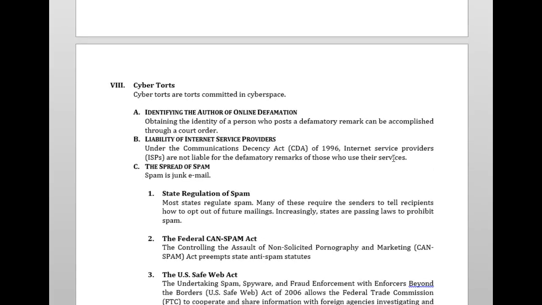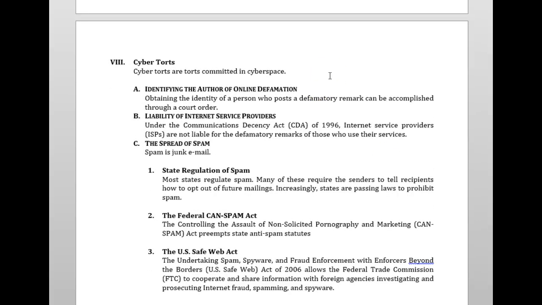And then we come to cyber torts. And cyber torts are a relatively new developing area, and it's kind of hard to control some of this because it's not all within the U.S. boundaries or our borders. There are some rules out there. Identifying the author of an online defamation: you can actually get a court order to find out where that particular defamation came from, as long as it's within the United States or within a country we have an agreement with.